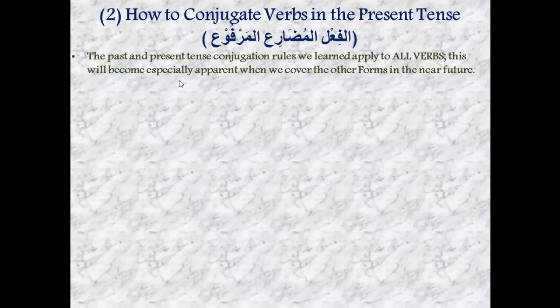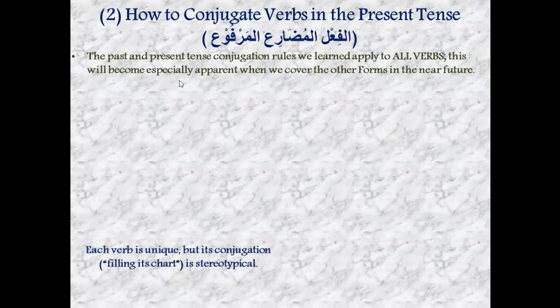The past and present tense conjugation rules that we learned apply to all verbs. So these are general trends and patterns that apply to all verbs in Arabic. This will become especially apparent when we cover the other verb forms in the near future. So even though I taught you these rules using the Form 1 verb, using fa'ala yaf'alu, remember, and this is the point I have been stressing over and over again, these rules apply to all verbs. Once you've memorized them, you've essentially unlocked conjugation for an infinite number of Arabic verbs that you will ever encounter in your life.